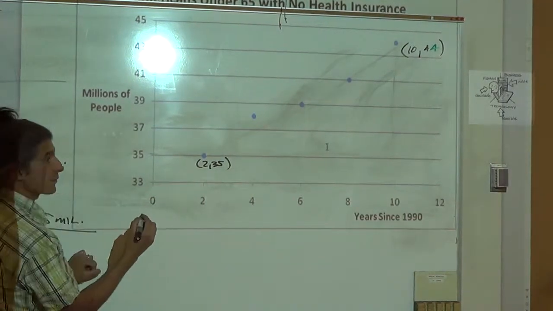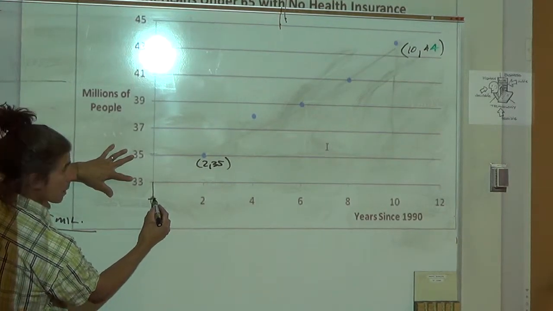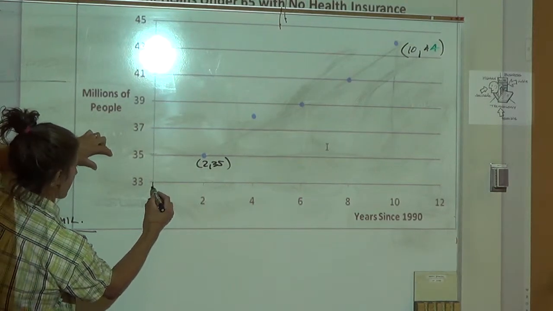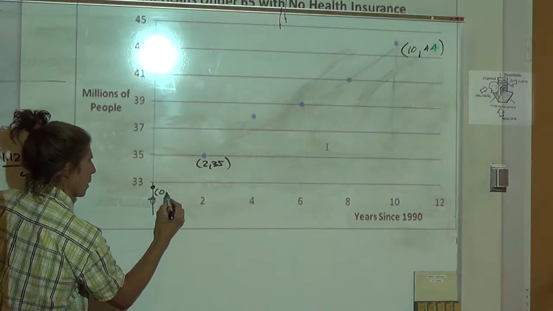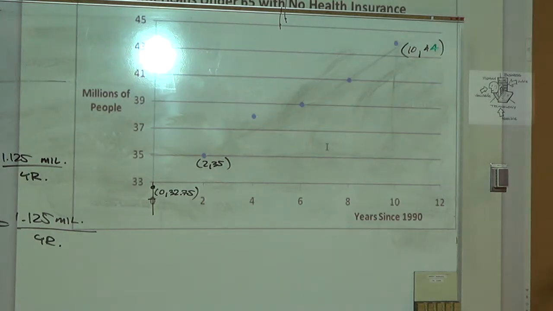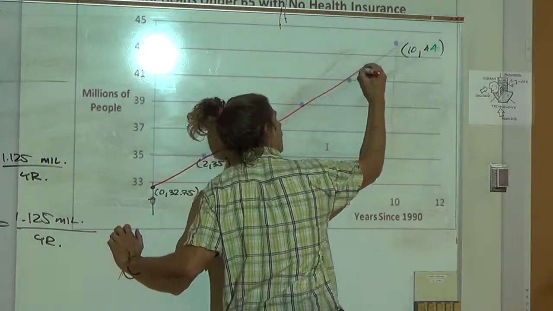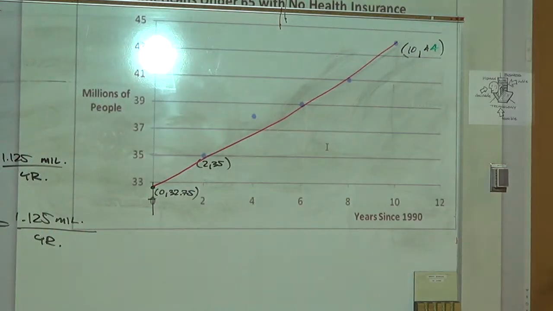Okay, so now 32.75 would be right about, well, here's 30, that would be 32 right there. I think, 34, yeah. So right about here. That would be 0, 32.75. So 1990. In 1990, we would have reverse engineered there are about 32.75 million, roughly 33 million people without health insurance. And that, hopefully you see, fits perfectly in line. So I can draw this with a straight line here. Pretend that's straight.